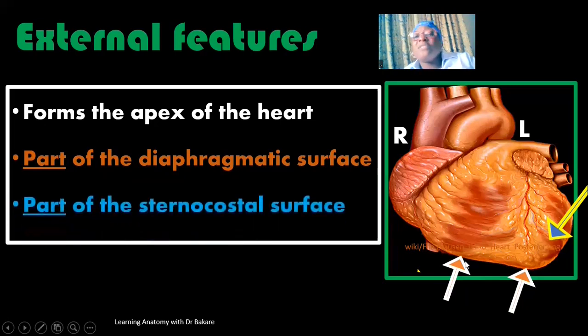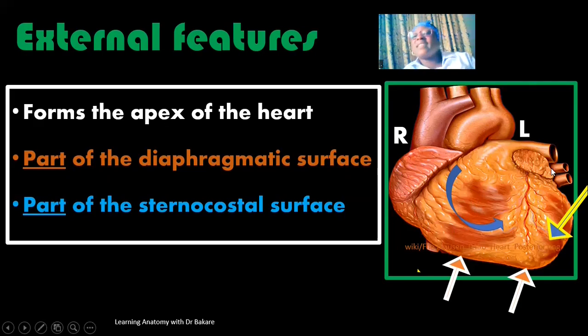Also, it forms part of the sternocostal surface of the heart. The sternocostal surface is the anterior surface of the heart, where it connects with the sternum and also the costal cartilages. So this is the sternocostal surface. The bulk of the sternocostal surface is formed by the right ventricle. If you look at this image here, this is what is clearly shown. This is the right ventricle, and this forms the bulk of the sternocostal surface. On the right side, we have the right atrium. On the left side, we have the left ventricle. So the left ventricle is seen to form part of the sternocostal surface of the heart.